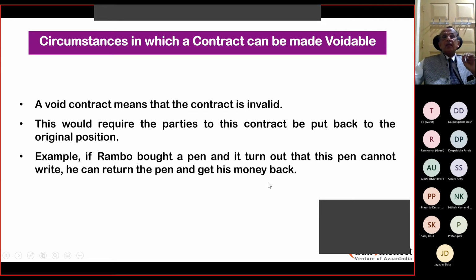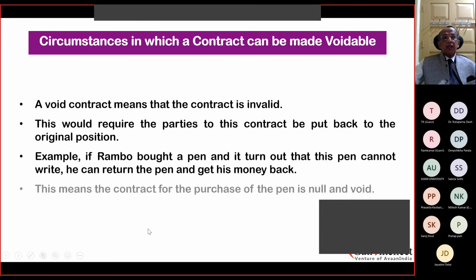You bought a pen, and the very purpose is that it has to write. If it is not writing, you give it back. The contract is incomplete, so it's a voidable contract. So the contract is void. This means that the contract for the purpose of the pen is null and void.